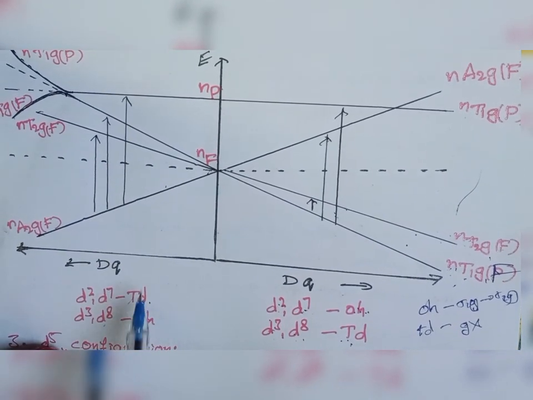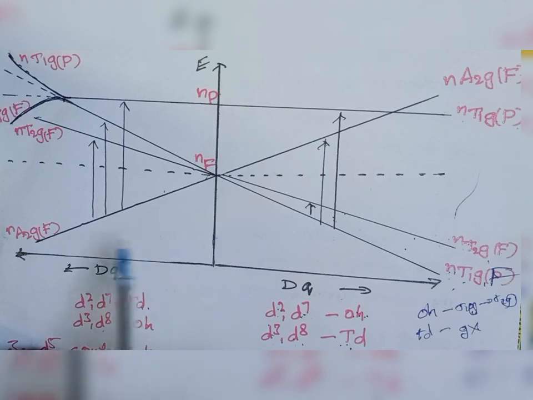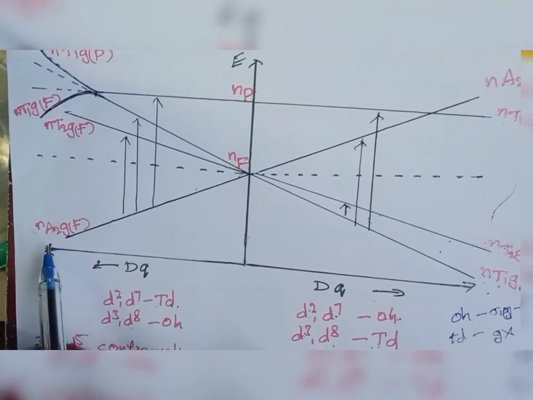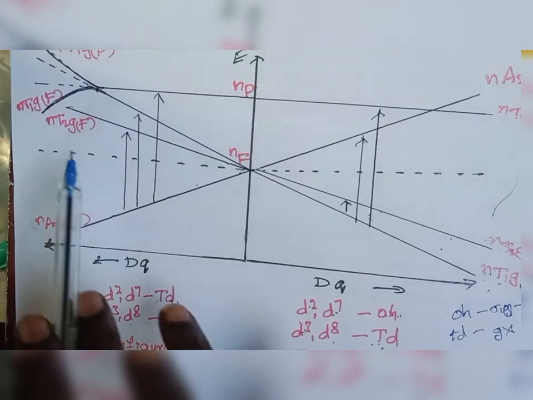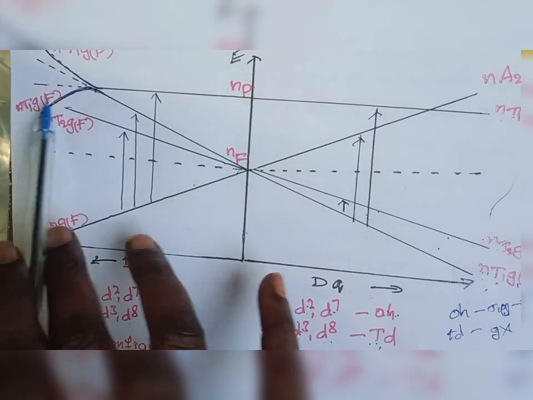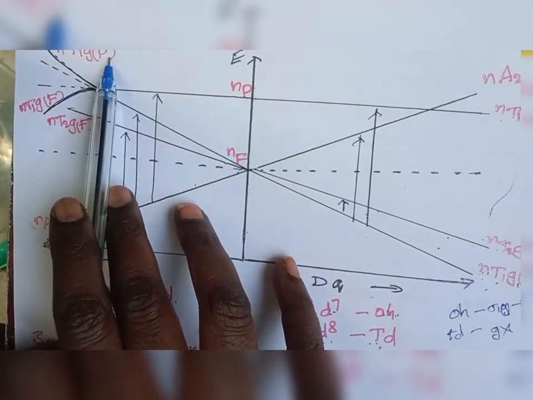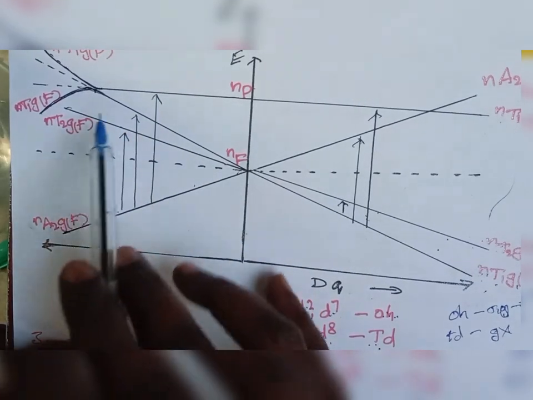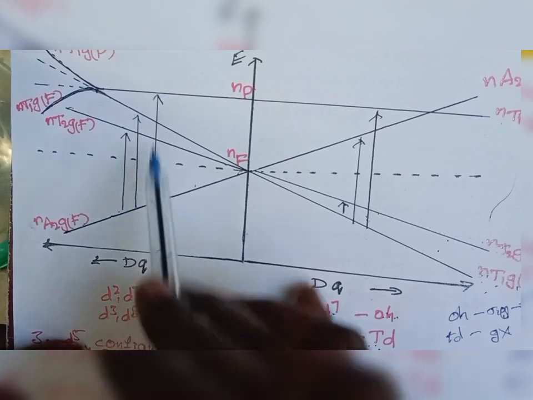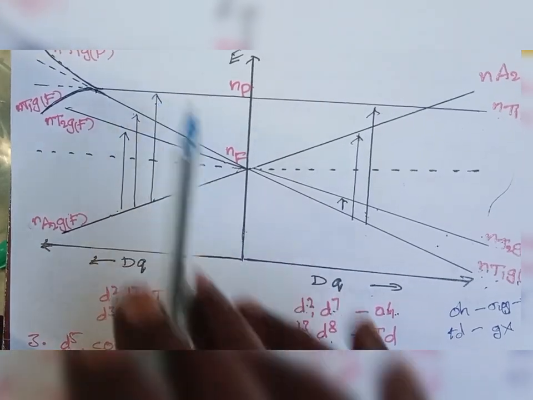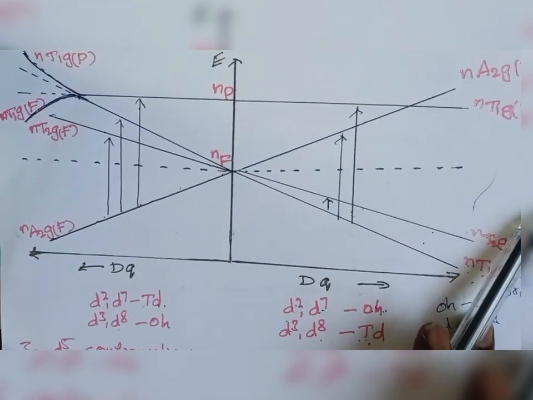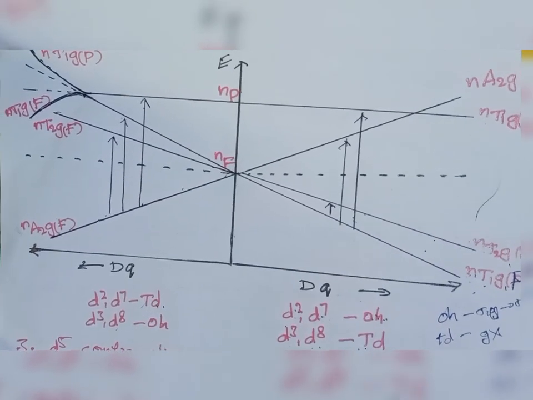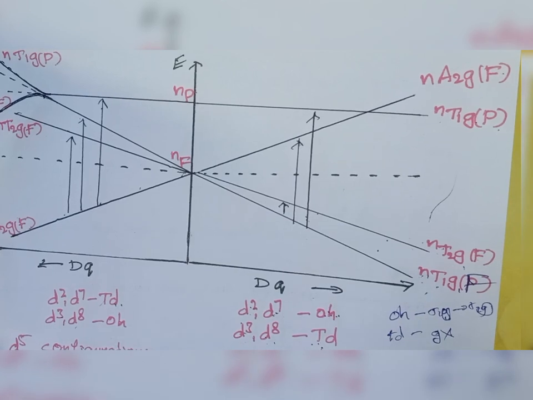And if it is d2, d7 octahedral, the reverse diagram is d2, d7 tetrahedral, right? So octahedral and tetrahedral will have reverse splittings, so the higher energy level becomes the lower energy level here. The lowest energy level is A2(F), next T2(F), next T1(F), and next T1(P). Here too there are three transitions: A2(F) to T2(F), A2(F) to T1(F), and A2(F) to T1(P). So by remembering this diagram, we can write the octahedral and tetrahedral splitting diagrams for the d2, d7, d3, d8 configurations.